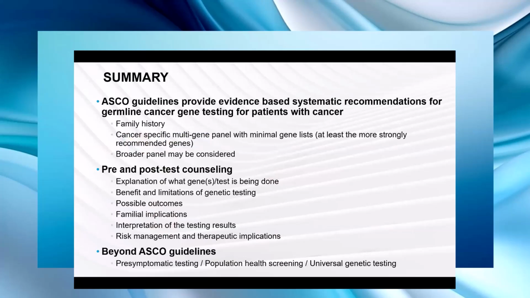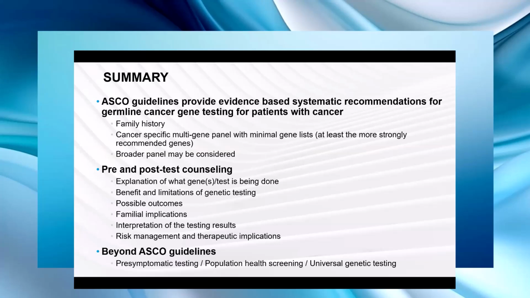So just to summarize, the ASCO guidelines provide evidence-based systematic recommendations for germline cancer genetic testing for patients with cancer, emphasize the importance of family history, and provide a specific gene list that you should consider based on the specific cancer profile of an individual patient here. A broad gene panel can also be considered, but should be carefully balanced with the potential harm.